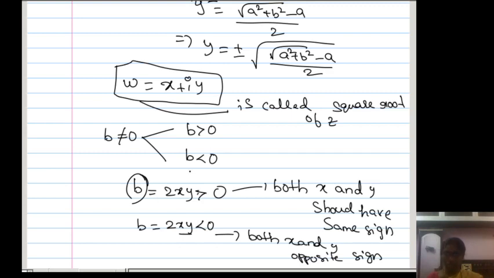So b greater than 0, b less than 0. From this, the relation of x and y you got here. See, x is plus or minus under root, y is also plus or minus under root. But how do you write this? Depending on b value, whether the given b value is positive or negative, you have to write like this. Now my final conclusion.